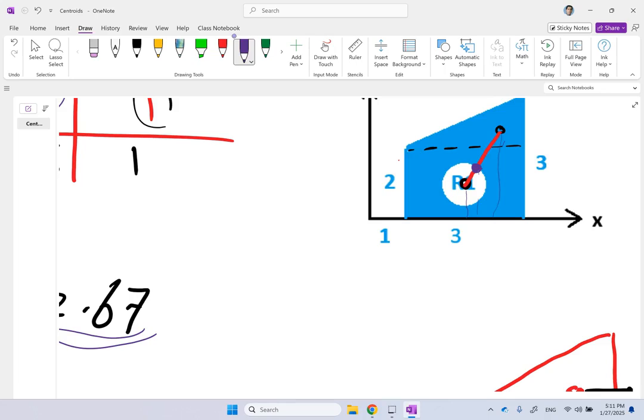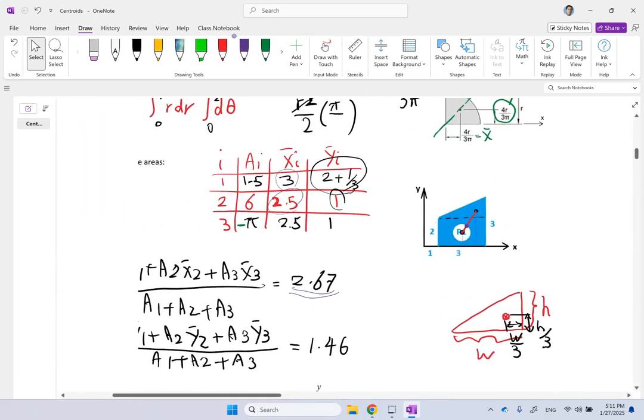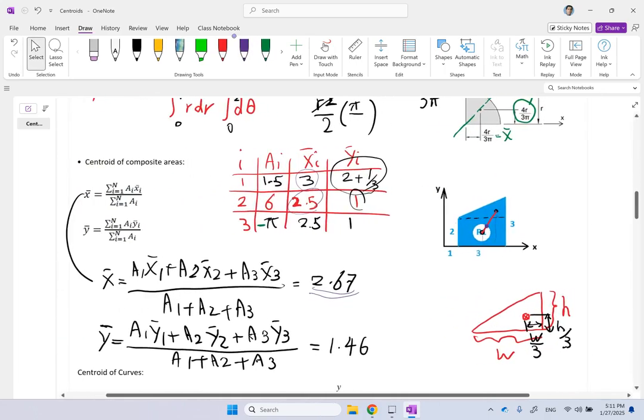Now, could the centroid be falling inside this hollow circle? Yes, it might, actually. So one of the things that you have to pay attention to is the centroids of shapes are not always on the solid portion of the shape. They could very well be on the hollow portion of the shape.